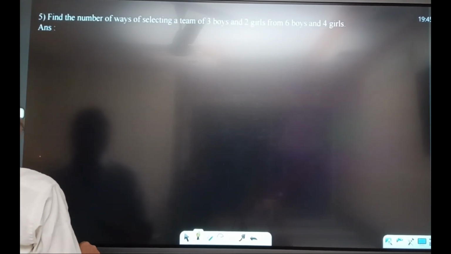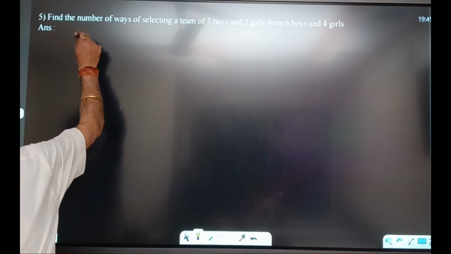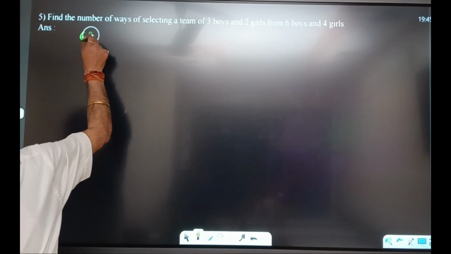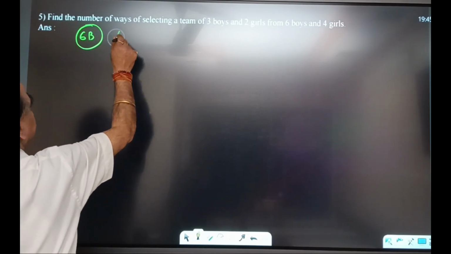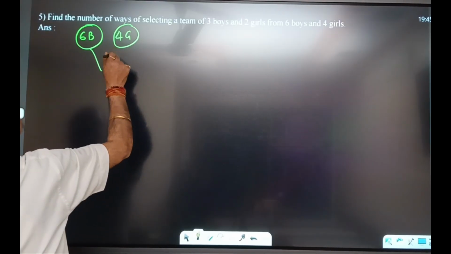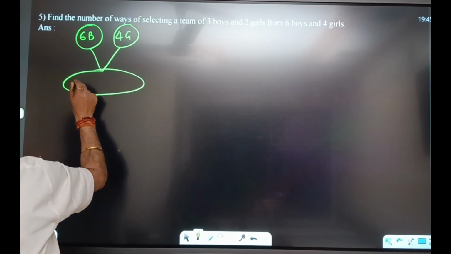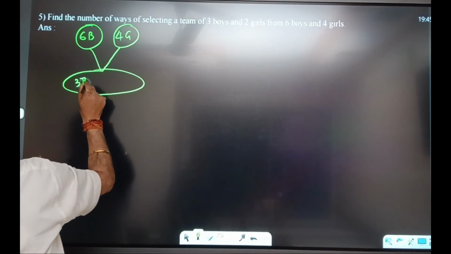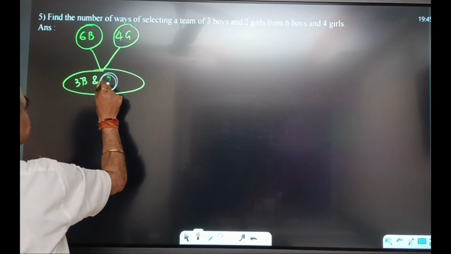Find the number of ways of selecting a team of 3 boys and 2 girls from 6 boys and 4 girls. There are 6 boys and 4 girls. From them, we have to form a team of 3 boys and 2 girls.